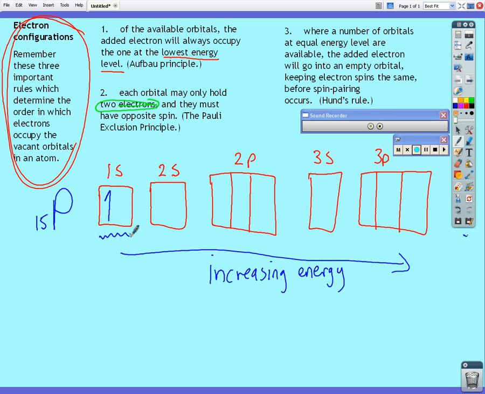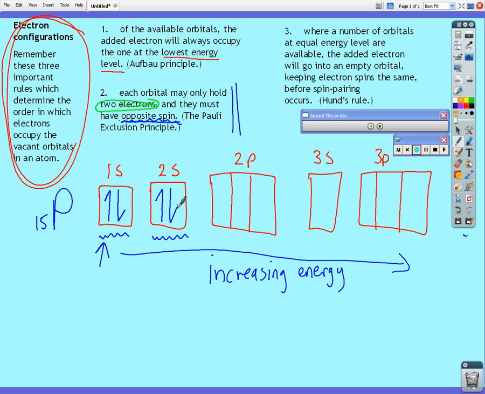But each orbital may only hold 2 electrons, and they must have opposite spin. And we indicate the opposite spin by changing the direction of the arrowhead. So we've got 2 electrons here, both with opposite spin and both with equal energy. Our next electron will go into the next orbital of lowest energy, which is the 2s. So we put another electron here. That gives us 3. The 4th electron is going to go into the same orbital because it's got the same energy, but it must have, again, opposite spin. So we've filled in 4 electrons now.